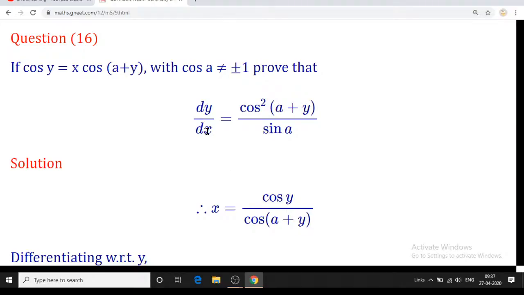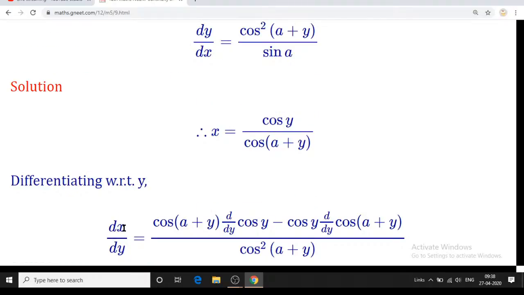Though I want dy by dx, I can write dy by dx as 1 upon dx by dy, and so I will start differentiating with respect to y here, because x is a function of y. So x is going to change according to y, and so I will first find dx by dy. Now for dx by dy, we use the u upon v rule, differentiating with respect to y now, not with respect to x.